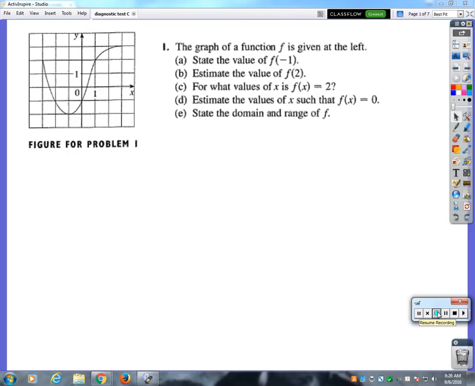Starting with number 1, I am supremely confident that you can do this one. Oh yeah, I am supremely confident that you can solve this problem on your own. So please do so now.